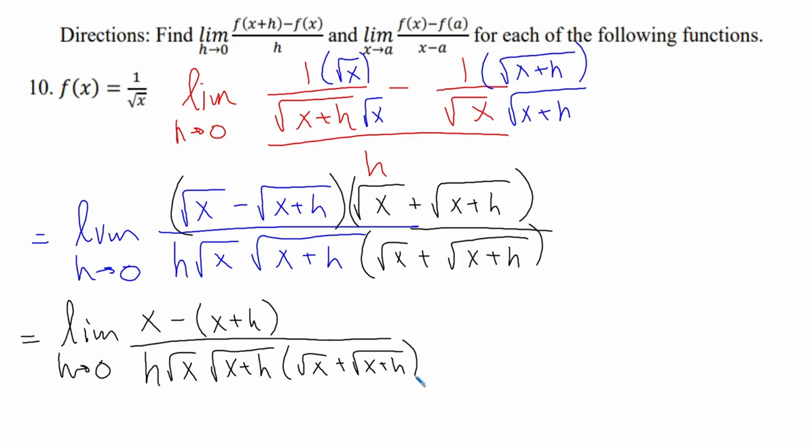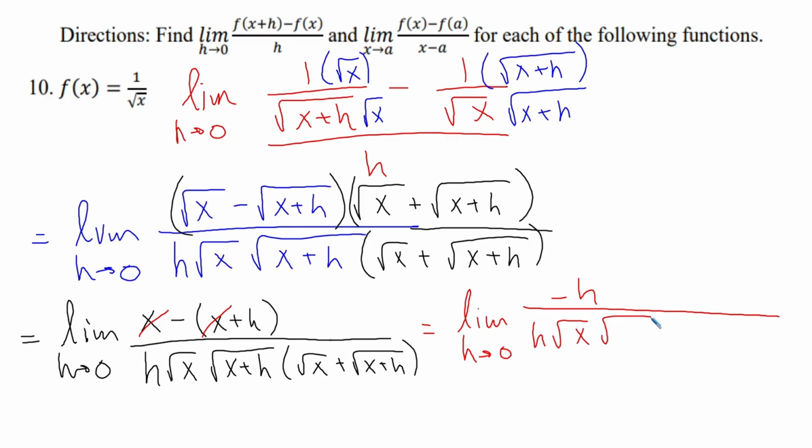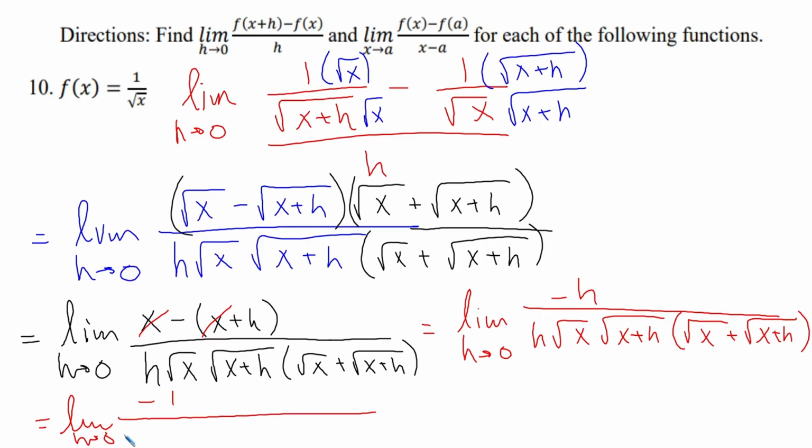I think we can see that the x and the minus x will cancel. So we're just left with a limit as h approaches 0 of negative h over all that fun stuff again, h root x plus h, and root x plus h. The h's will cancel. We're running out of room down here, but we can make it work. Negative 1 all over, if the h's cancel, then the root x is still there, the root x plus h is still there, and the root x plus h is still there.